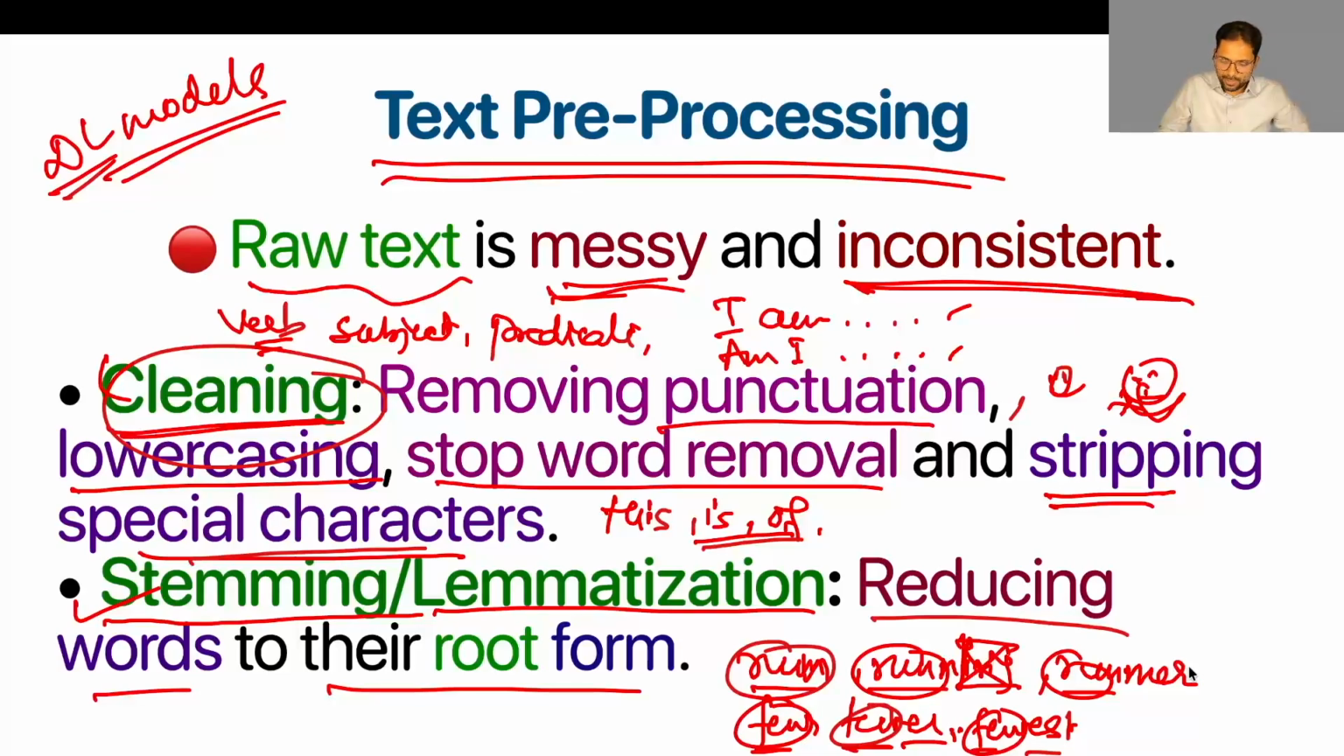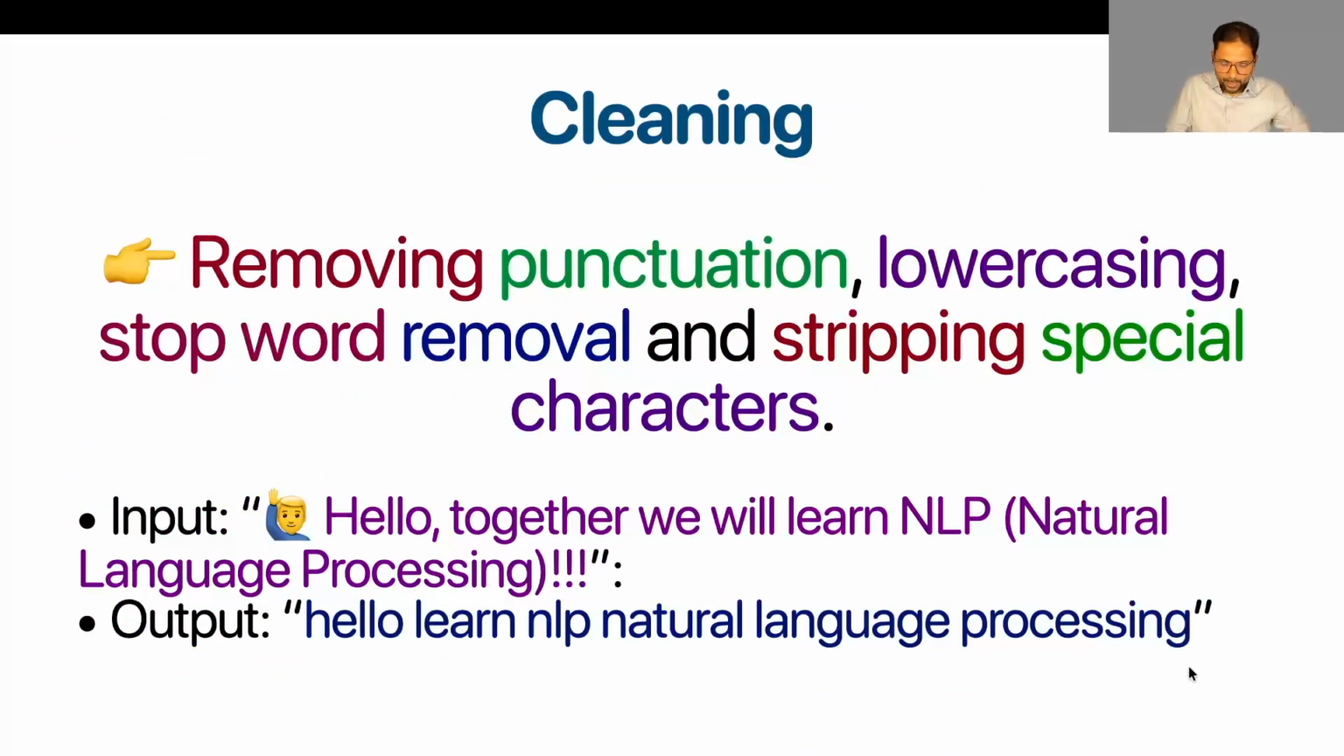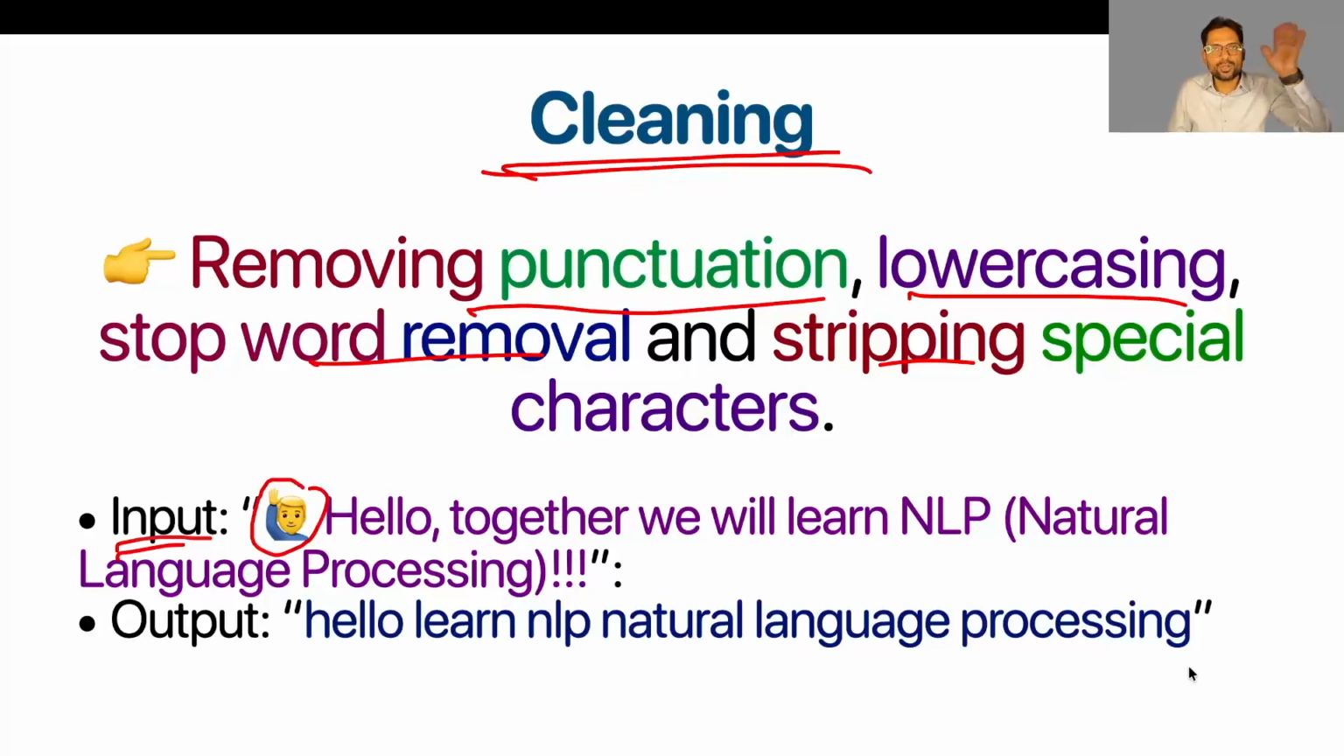Let's see how it's done. First we'll do cleaning. So what do we do? Remove punctuation, convert to lowercase, stop word removal, and stripping. Let's see an example, then you'll understand. We have a smiley, "Hi, hello," another smiley, and then "together we will learn NLP, or natural language processing," within brackets, and three exclamation marks. So this is the sentence that we have.